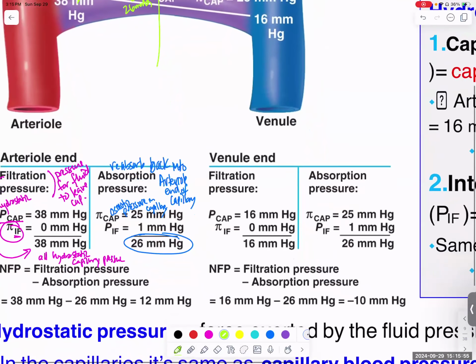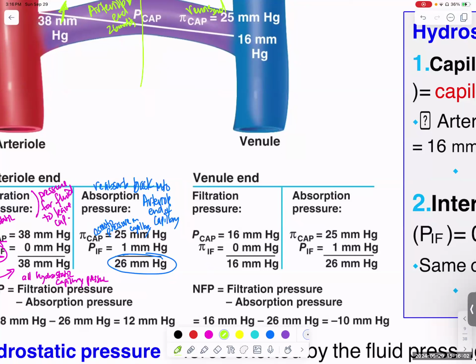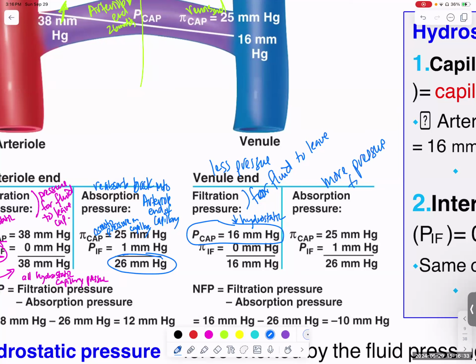This is different at the venous end. Why? Because fluid has left. And since fluid has left at the arterial end, there is a decrease in hydrostatic pressure. So there's less pressure on the venous end for fluid to leave, but more pressure for fluid to reabsorb back into the capillary.